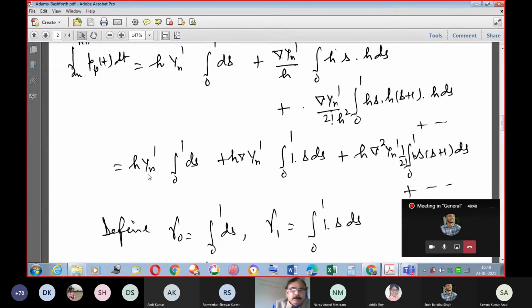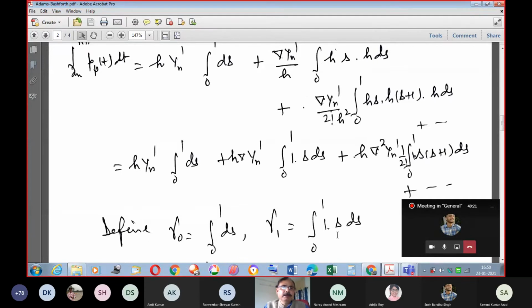Gamma naught is, okay, first you write down integral 0 to 1 ds. The value of integral 0 to 1 ds is what? 1. Yeah, right. And what is gamma 1 also? You calculate that also immediately. Gamma 1 is s square by 2, limit from 0 to 1. So it is half, 1 by 2. Right?